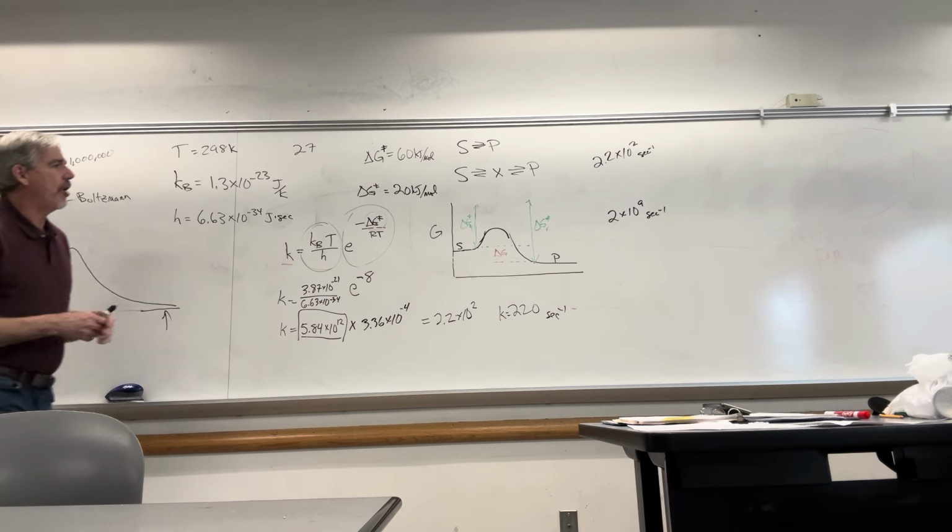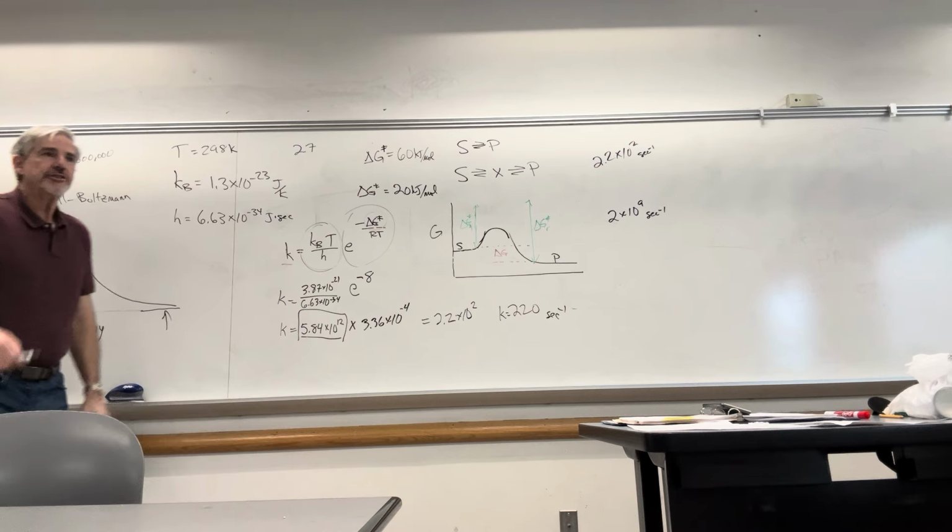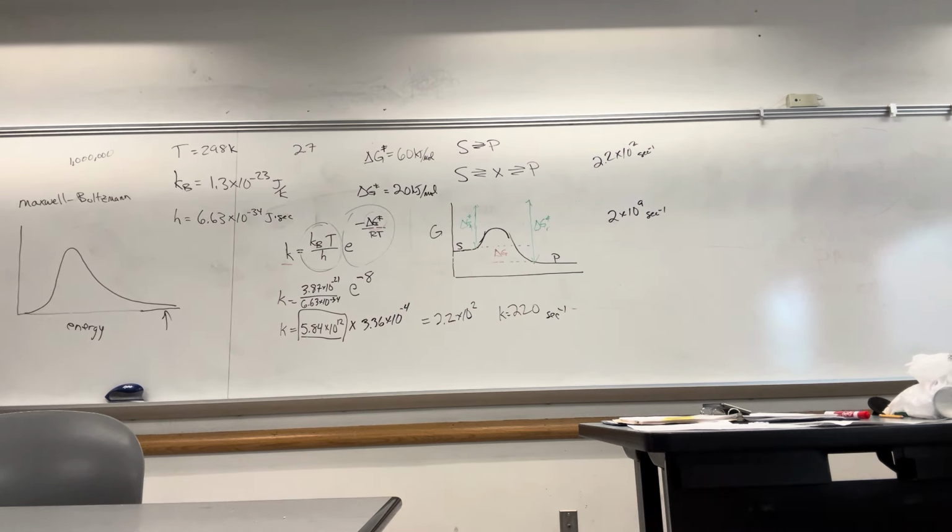So there aren't going to be many that have enough energy to reach the transition state. So what can we do to get more substrate molecules to be able to turn into product faster? One thing we could do is raise the temperature. So what happens to the amount of energy if you raise the temperature? If you raise the temperature, you get more energy.